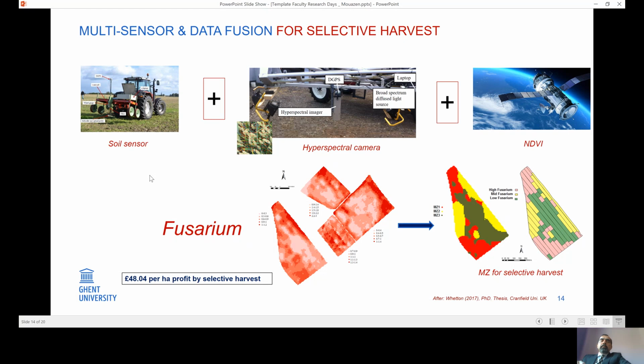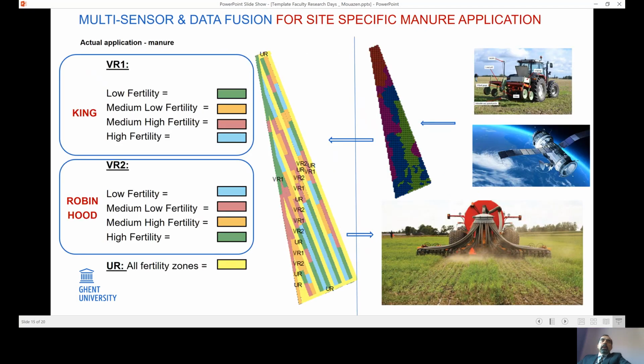If we took the same approach for fusarium detection, then a saving, if we use those fusarium maps for dividing the yield into different categories, like healthy for human consumption, partially contaminated for livestock consumption, or maybe highly contaminated for energy production, and that's what we call selective harvest. So with 3 different categories of yield, the profit can go up to 48 sterlings per hectare.